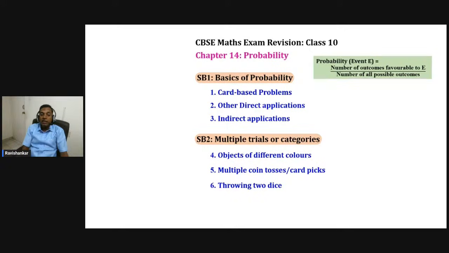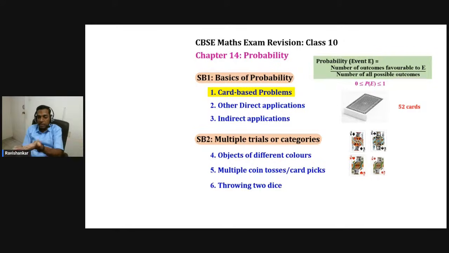Next, the important thing is that 0 less than or equal to probability of E less than or equal to 1. This is always true. Next, what are the different types of problems? Card-based problems. You have a deck of 52 cards, and you know that the 4 suits are spades, clubs, hearts, and diamonds. The cards are from ace till king, and so each suit has 13 cards. Problems based on this are very common. From 2 till ace are the different cards. There are 13 cards.